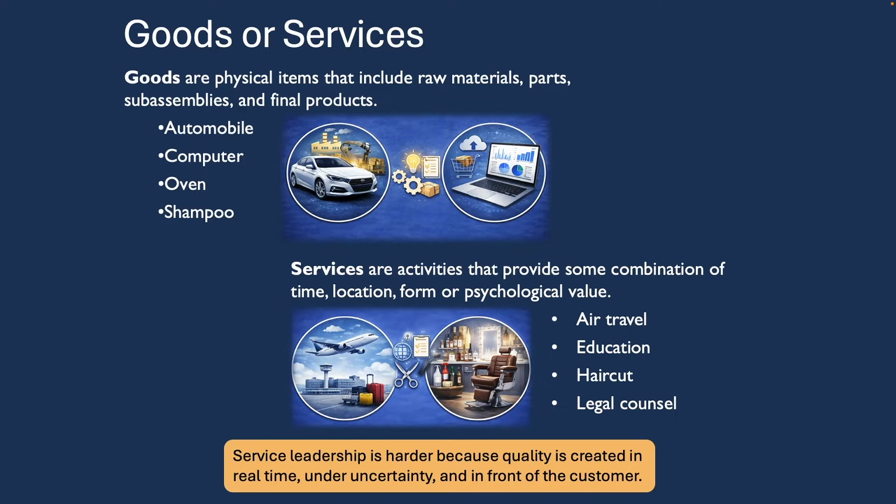Let's discuss the difference between goods and services. Goods are physical items, things like automobiles, computers, ovens, or even shampoo. Services are activities that provide value through time, location, form, or psychological experience. Things like air travel, education, haircuts, legal counsel.